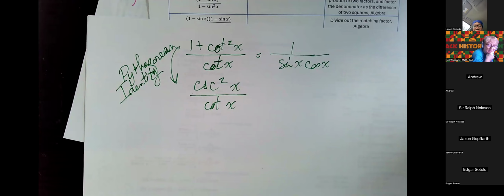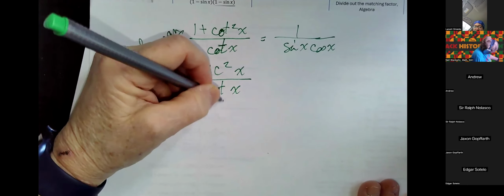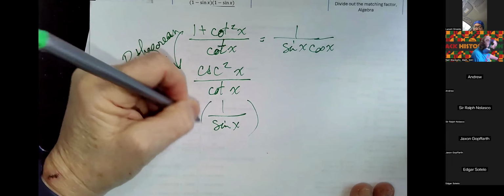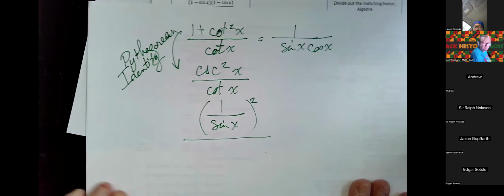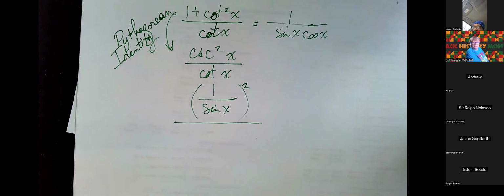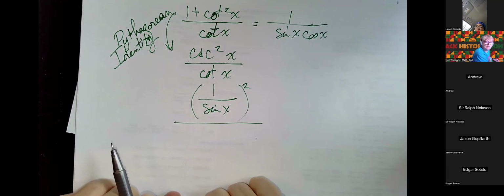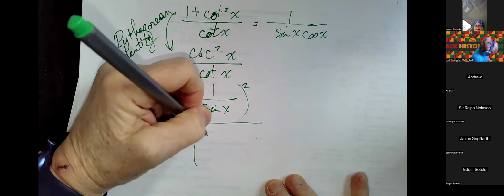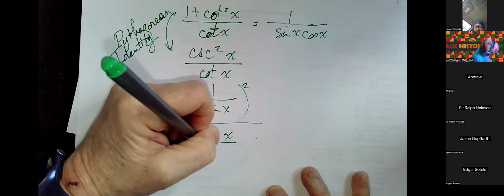Could you say that one more time? Is there another way to write cosecant x? 1 over sine x. Okay, let's see. So I could write 1 over sine x all squared divided by, and is there another way to write cotangent x? 1 over tangent x. There are two ways. So there's 1 over tangent x, or cosine x over sine x?